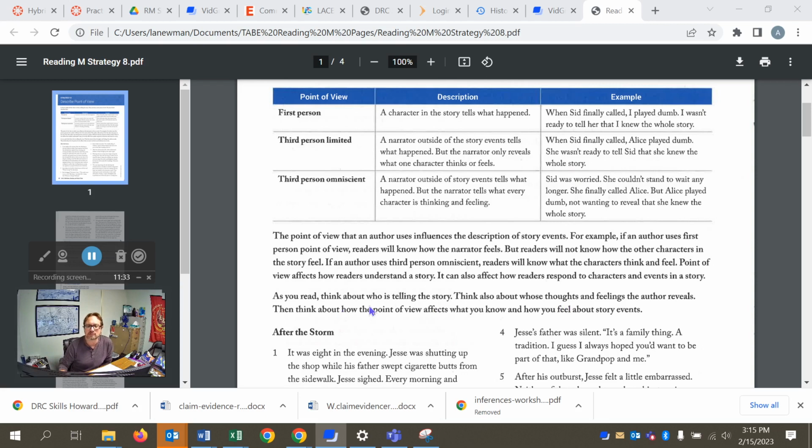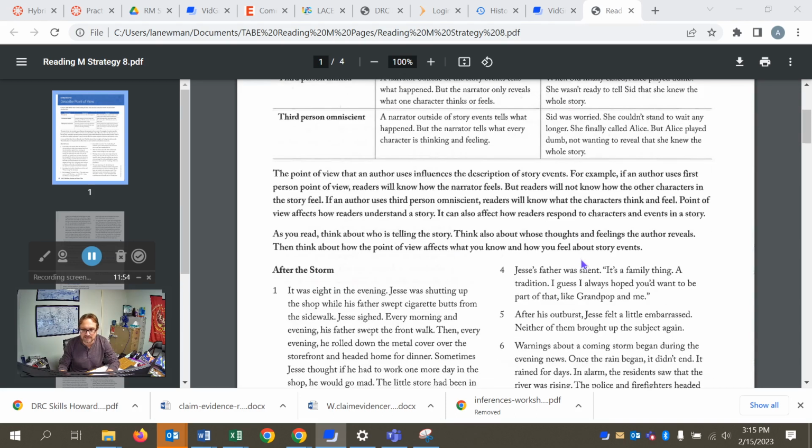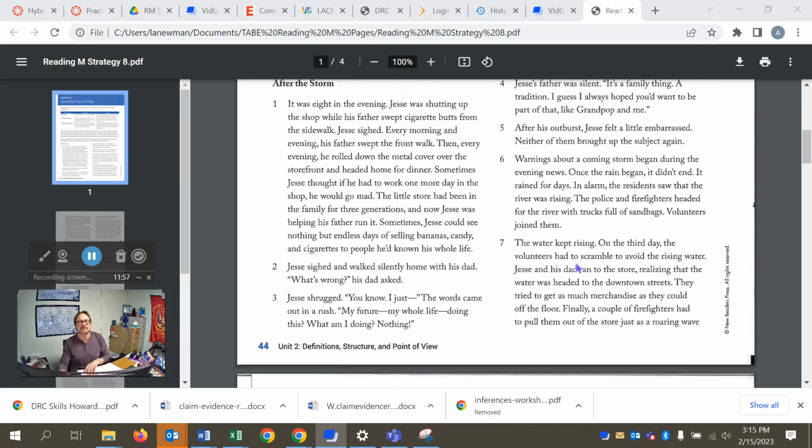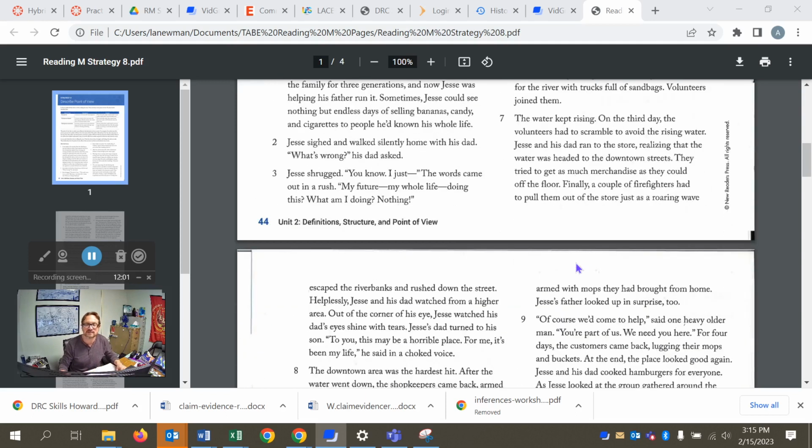Okay, as you read, think about who's telling the story. Think about whose thoughts and feelings the author reveals. Then think about how a point of view affects what you know and feel about the story events. Okay, at this point, I'm going to turn you loose to both read the passages and do the questions, do the work that goes along with them. And when you finish the lesson, come back here and we'll walk through all of the answers and I'll explain. And you'll have a little bit more teaching as we go through that. All right, see you in a few minutes.